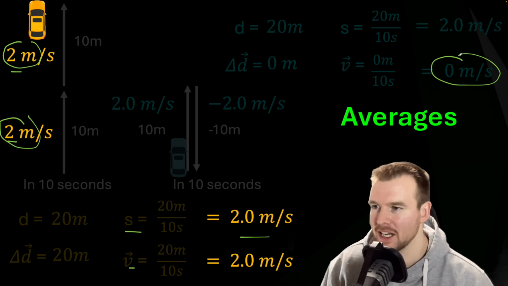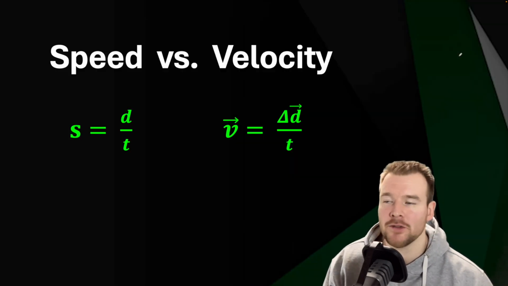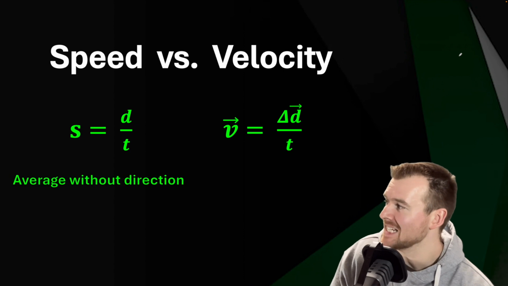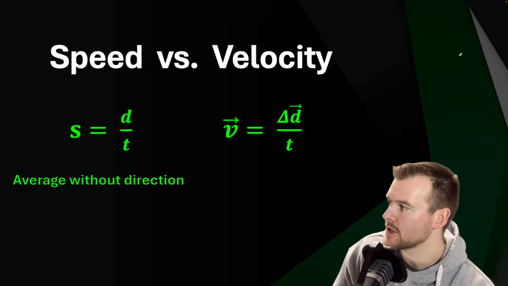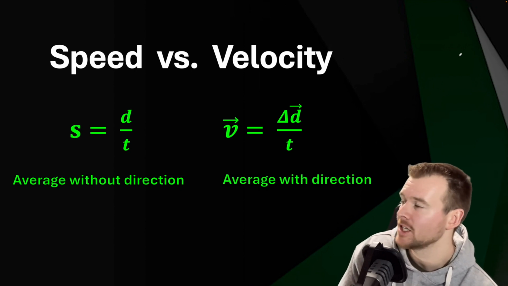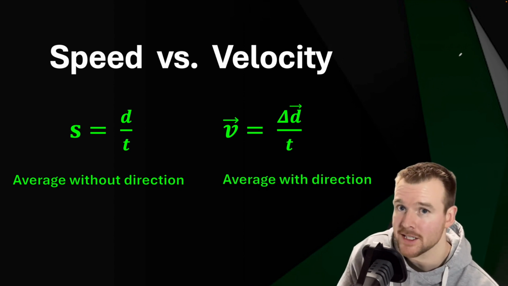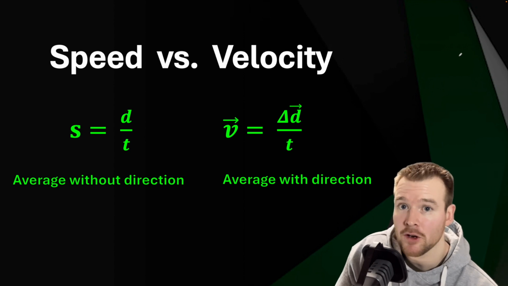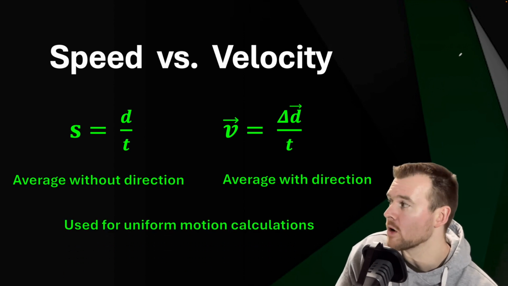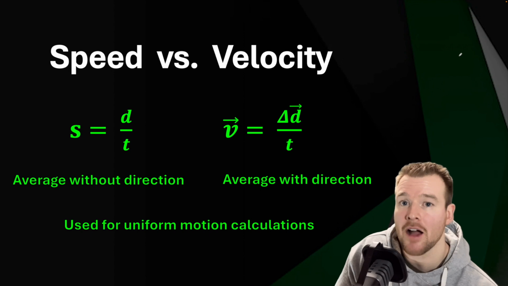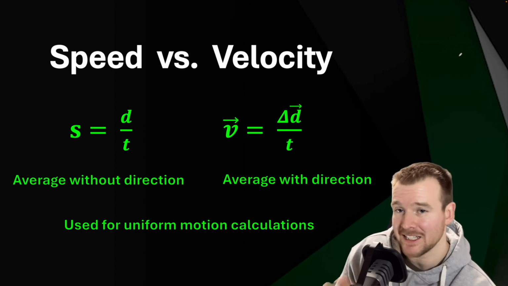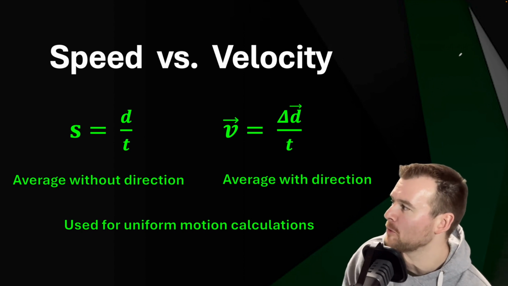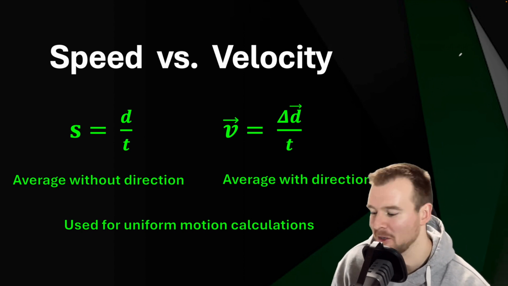So just to sum up the video here, speed and velocity have these two equations. The speed is going to be used to find your average, not considering direction. The velocity is used to find your average when you are considering direction. If you're in uniform motion, both of them work. They can both be used to calculate how fast you're going in uniform motion. So hopefully that title, and this is really the simplicity of it, but hopefully the understanding of those makes a little bit more sense now.